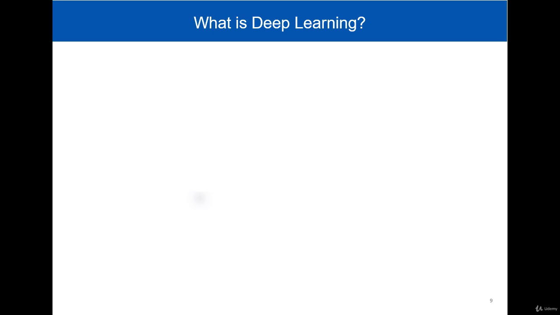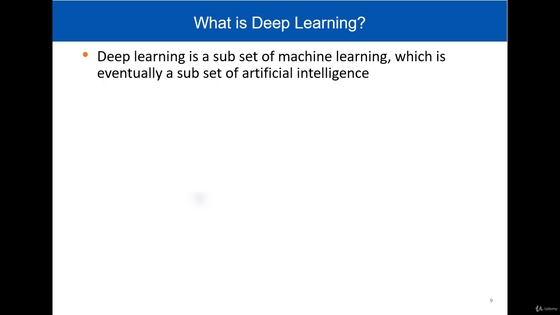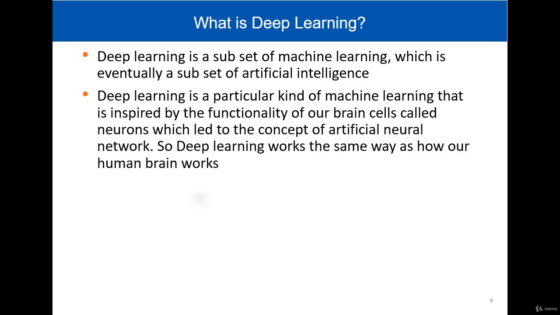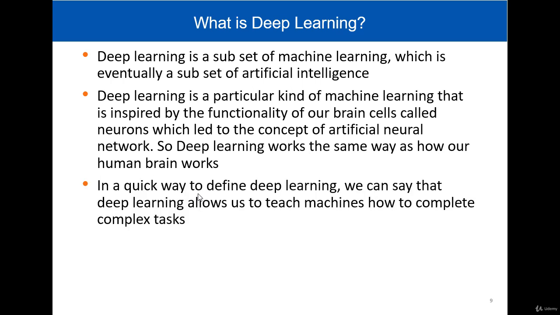Now let's understand what is deep learning. Deep learning is a subset of machine learning, which is eventually a subset of artificial intelligence. Deep learning is a particular kind of machine learning that is inspired by the functionality of our brain cells called neurons, which led to the concept of artificial neural networks. So deep learning works the same way as how our human brain works. In a quick way to define it, deep learning allows us to teach machines how to complete complex tasks.